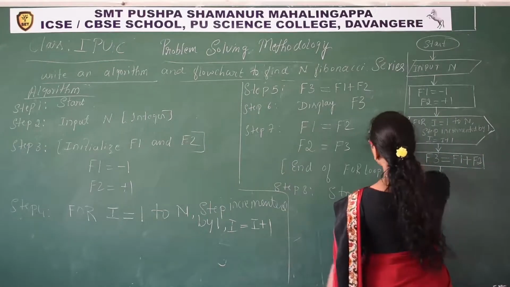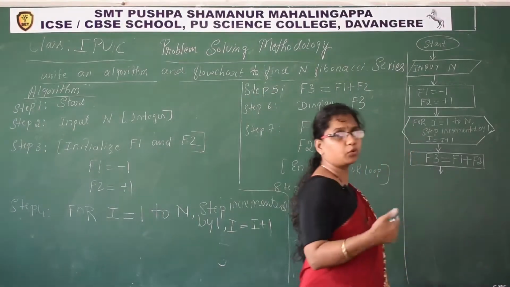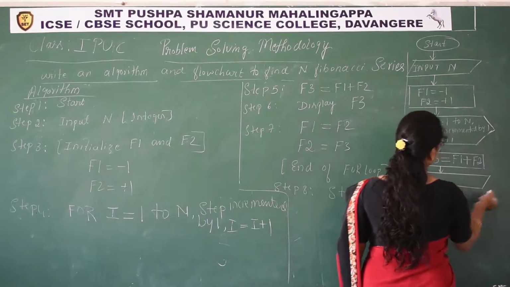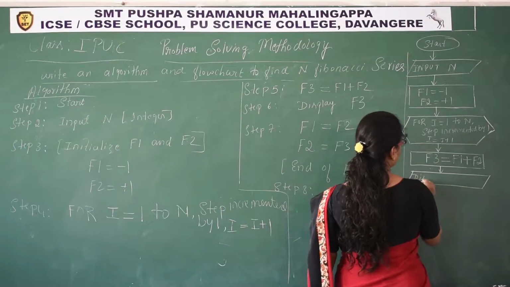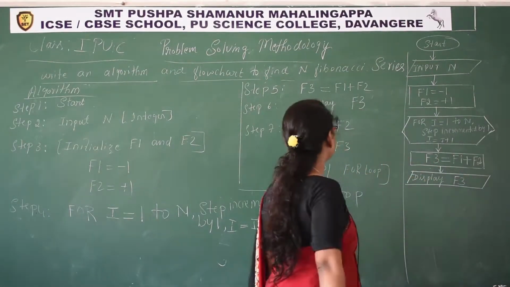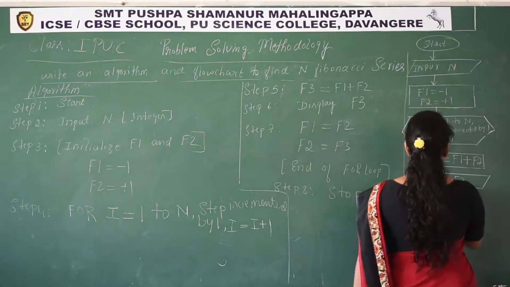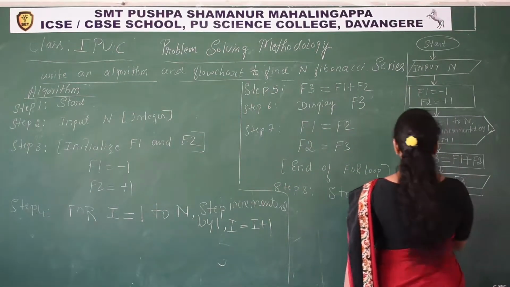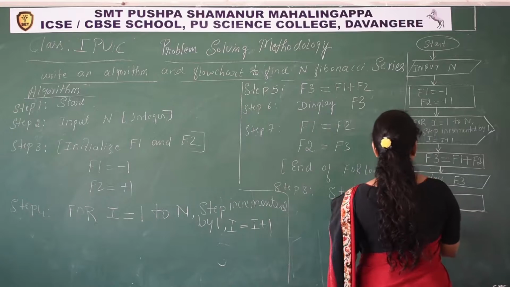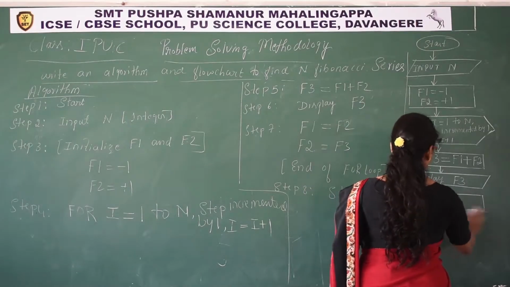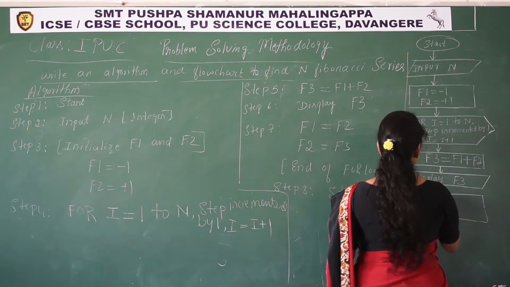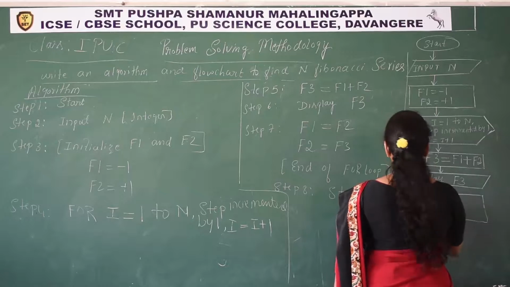Next, display statement is there. Display is nothing but output, you must write in a parallelogram. Display F3. After that, again that assignment part is there now. It should be written in a rectangle. You can include both statements in the same rectangle. F1 is equal to F2, F2 is equal to F3.